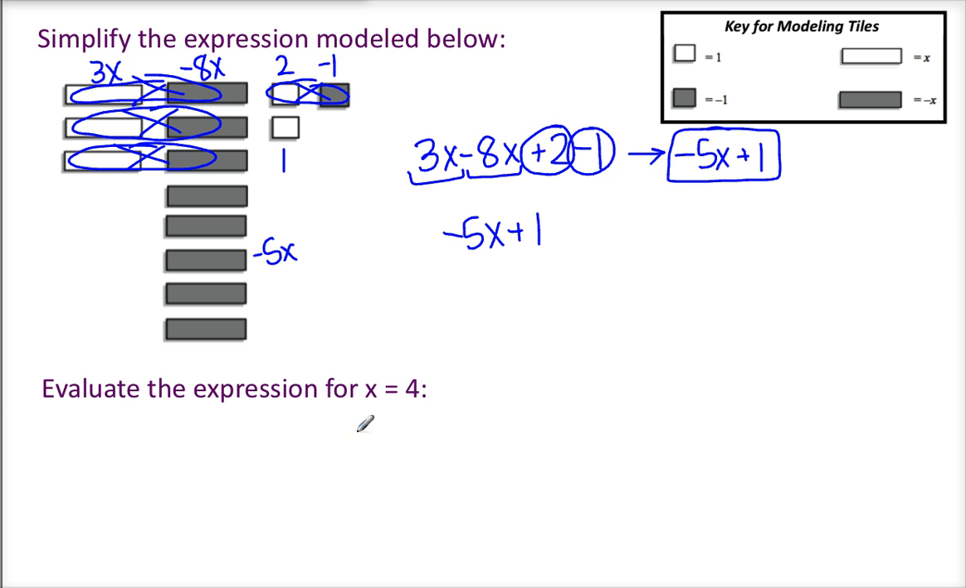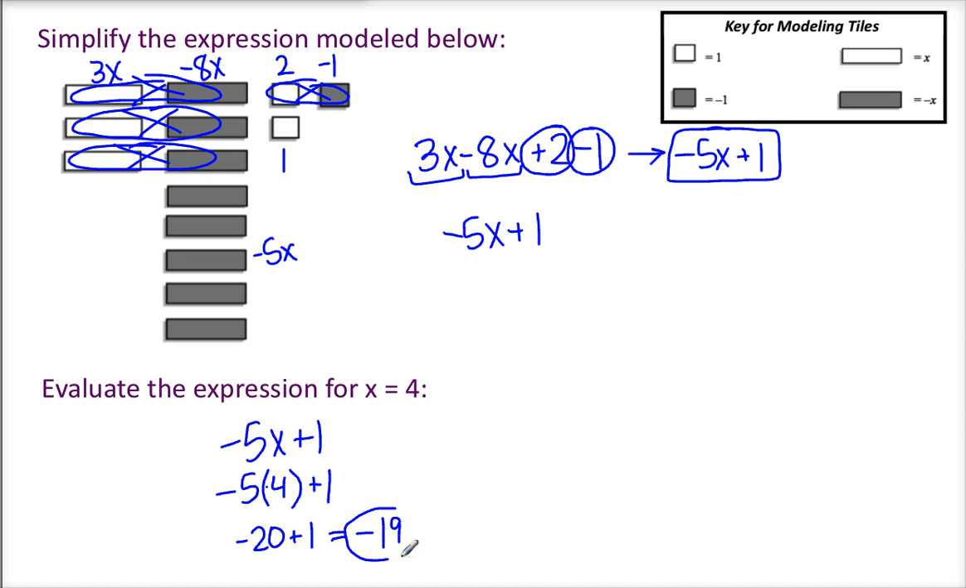Now we're asked to evaluate this expression for x equals 4. So my expression is negative 5x plus 1, and I want to evaluate it when x is 4. So I'm going to substitute a 4 in for x. Anytime I do any substituting, you want to put that number in parentheses, just so you can keep your signs straight. Okay, we have a negative 5 times a positive 4. When they're right next to each other, that means we multiply. Negative 5 times 4 is negative 20 plus 1. Negative 20 plus 1 is negative 19. So when we evaluate it for x equals 4, we get negative 19.